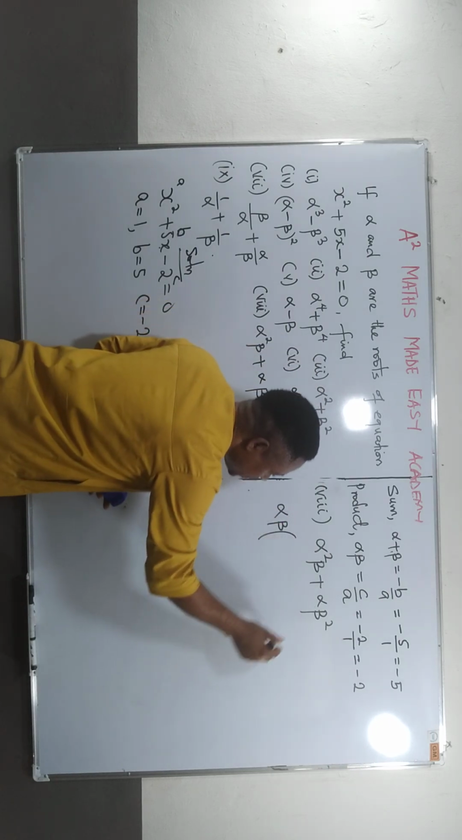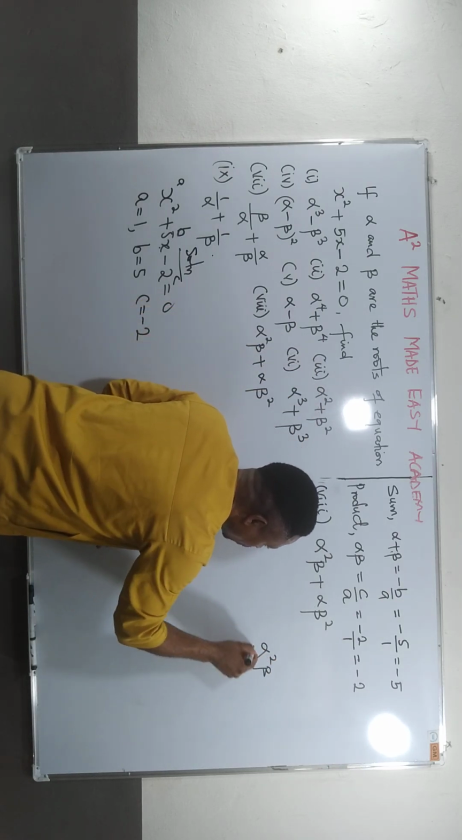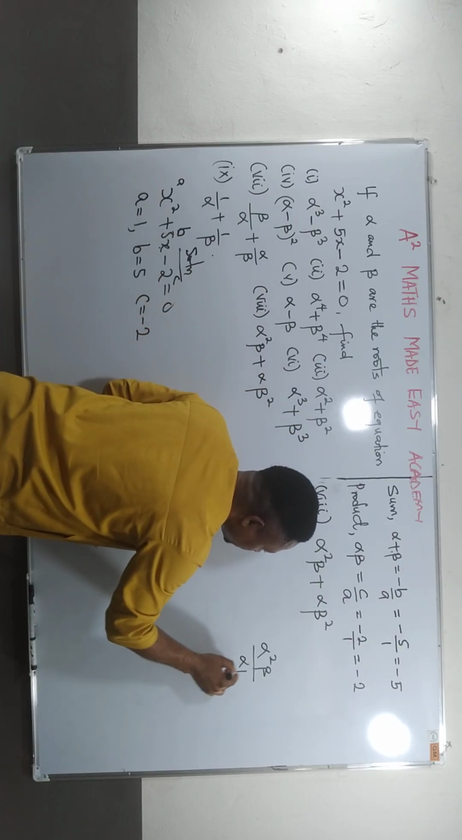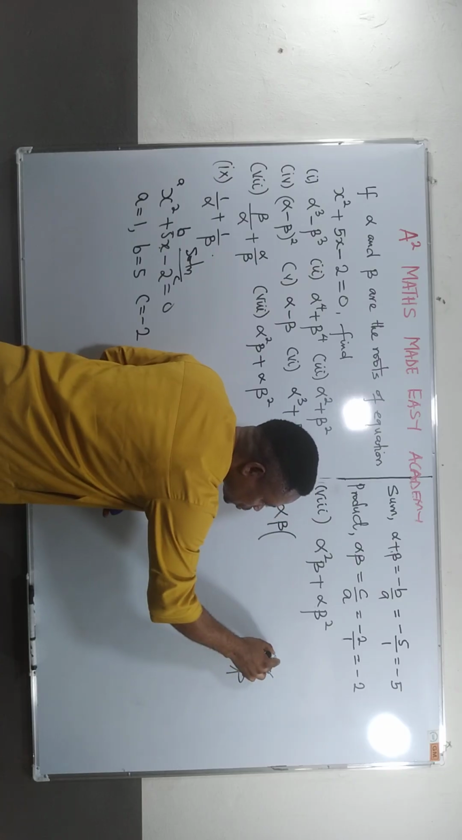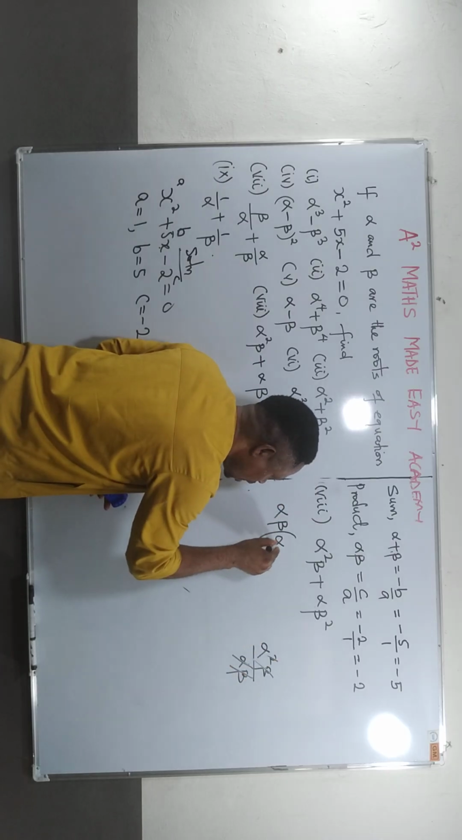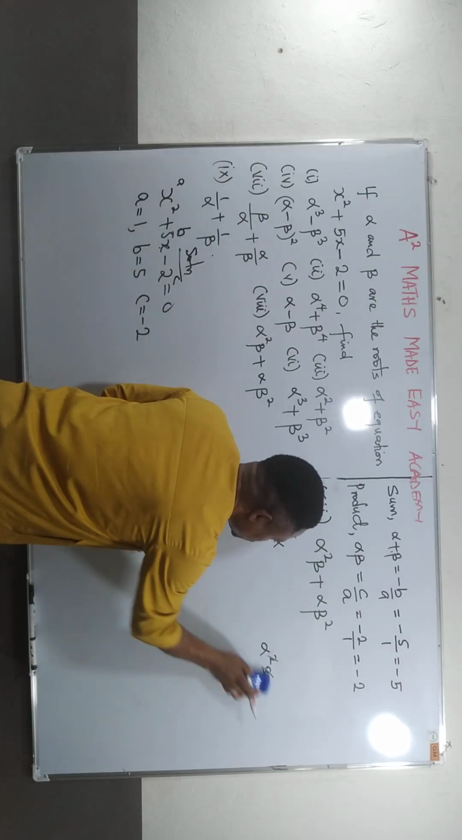Now let's see what we do after the factorization. Mind you, this thing means alpha squared beta, all over alpha beta. Beta will cancel beta, and one alpha will cancel one alpha. What is remaining is alpha. Then I will now move to the second one.